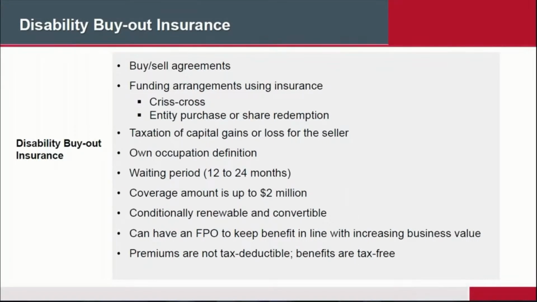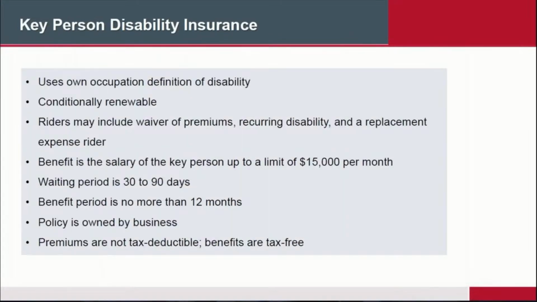And so the FPO is a good rider to have because it allows us to buy more disability buyout insurance in the future without medical evidence. Just pay the attained age premium. Once again, premiums are not tax deductible, and of course the benefits are totally tax free. So if you're insured for 500,000, I get a check for 500,000 tax free, and that's it. This is, again, a very important section, and you will get a question on the exam on disability buyout insurance.